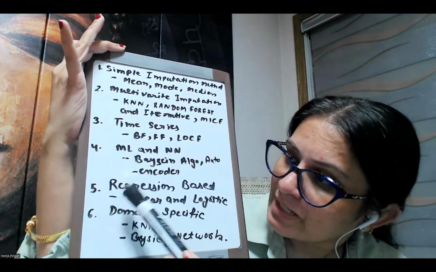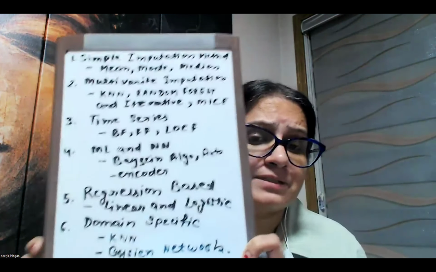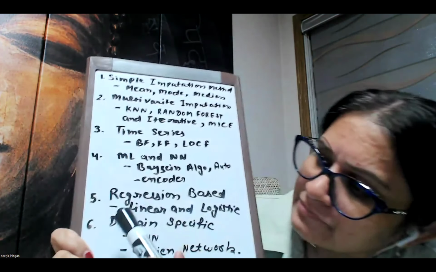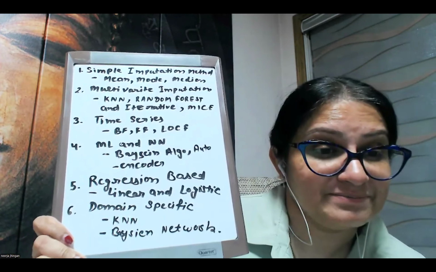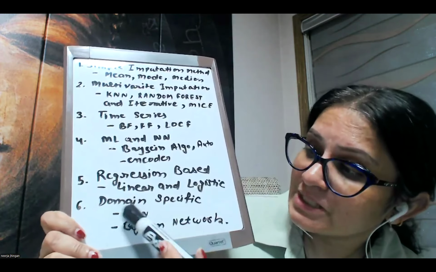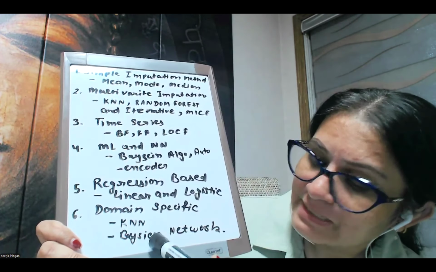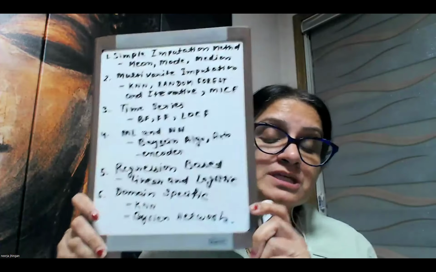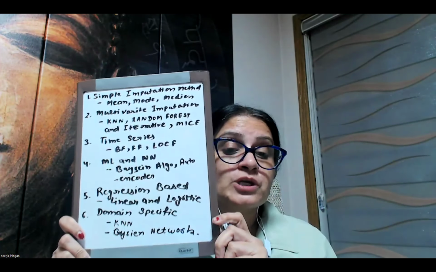After that, you have the regression based imputation method. In this, you have the linear and logistic regression method. Okay, and the next one is your domain specific. In this, KNN and your Bayesian network method. So these are the top most common imputation methods which I am going to share with you.